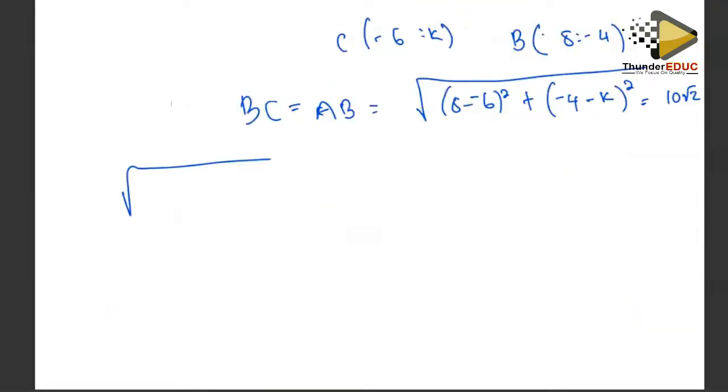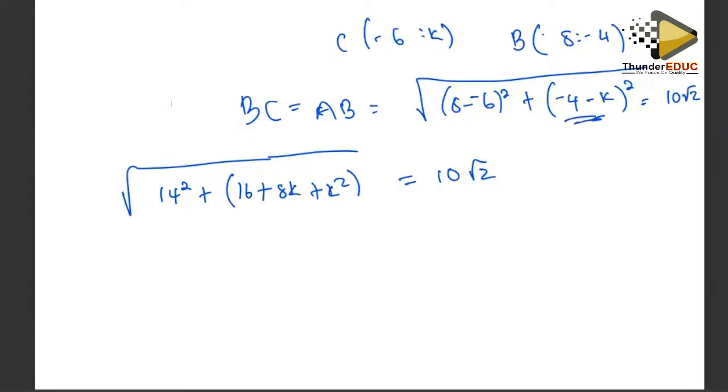Okay, when we do the substitutions, that's going to be 14 squared plus, that's going to be 16, plus, that's going to be 8K plus K squared. This must be equal to 10 square root of 2.